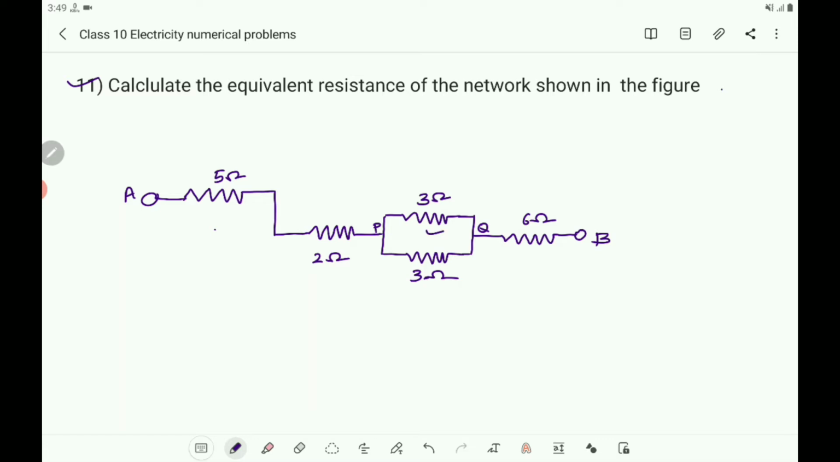Here 3 ohm and 3 ohm are connected in parallel combination. And this connection is connected in series with 5 ohm, 2 ohm and 6 ohm. Here we have to find the equivalent resistance. In the first step, let us find the equivalent resistance in the parallel combination. After that, let us find the equivalent resistance in the series connection together with the result of this parallel combination.